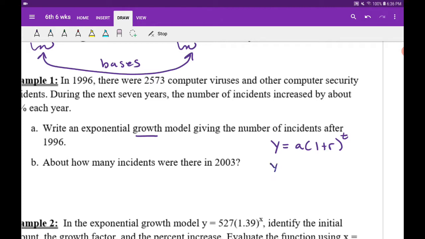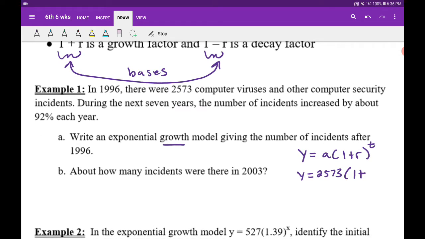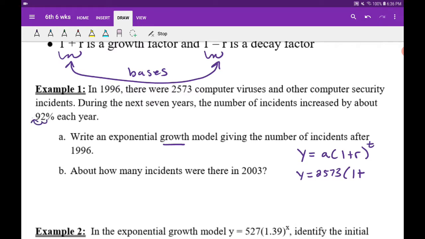So we're going to have y equals, and then for a we'll substitute that number, 2,573. Then we have 1 plus, and for r we have our percentage, which is 92. But we have to convert that 92% into a decimal: move it to the left 2 times, and put the decimal in front. It's going to be 0.92 to the power t.